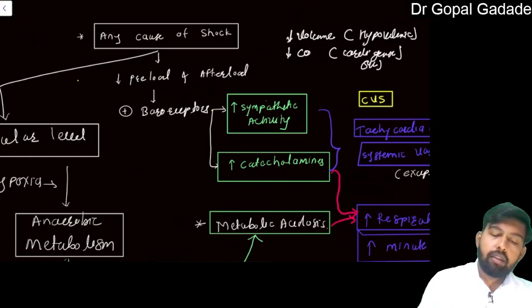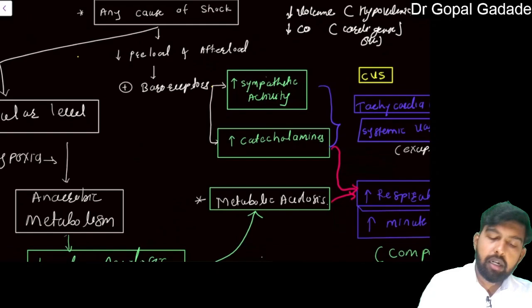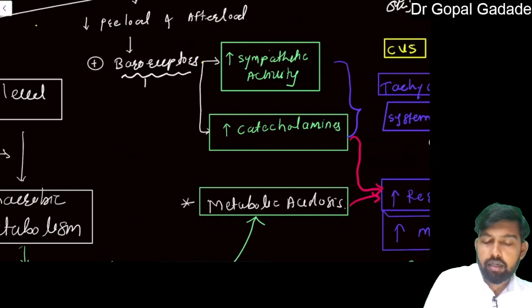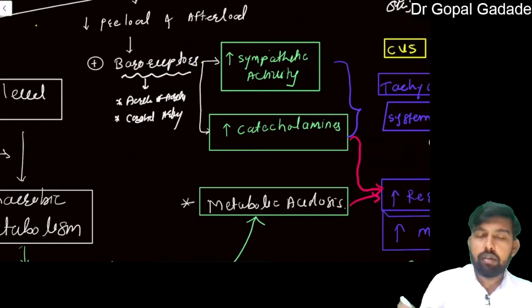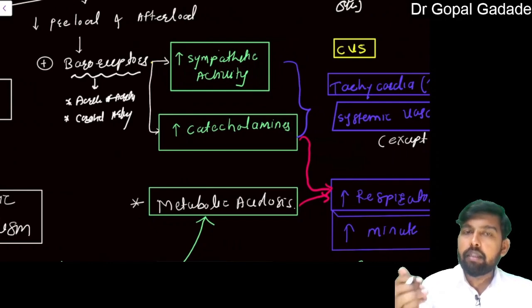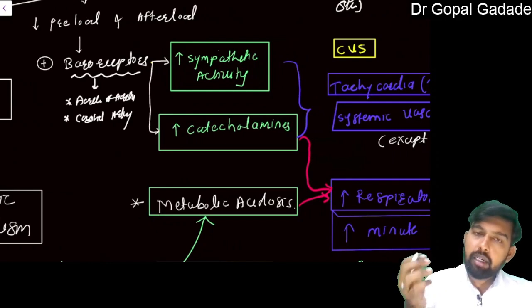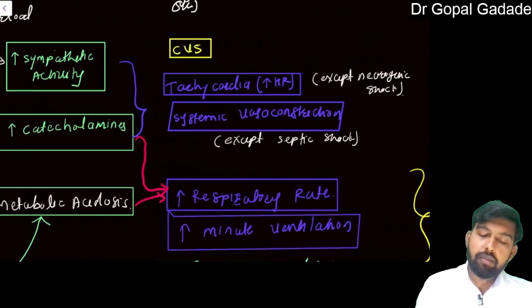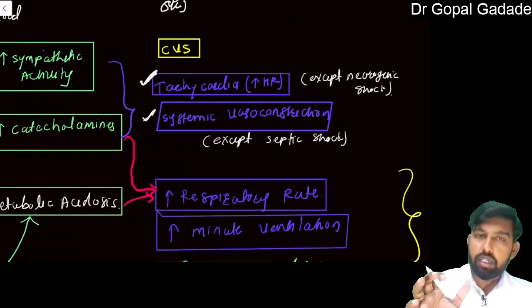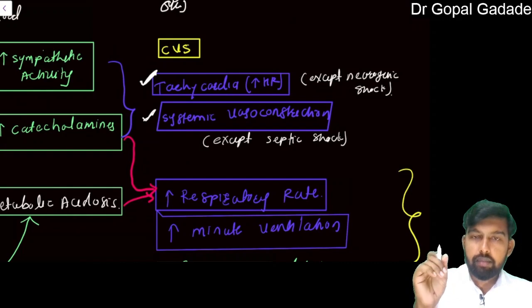Whatever may be the cause, there is a decrease in the preload and afterload, which ultimately stimulates the baroreceptors, which are located at the arch of aorta and the carotid artery. So there is a stimulation of the baroreceptors, which causes increased sympathetic activity as well as increased release of the catecholamines in the circulation. Because of this, there is an increase in the heart rate and there is a systemic vasoconstriction. So these are the effects on the cardiovascular system.